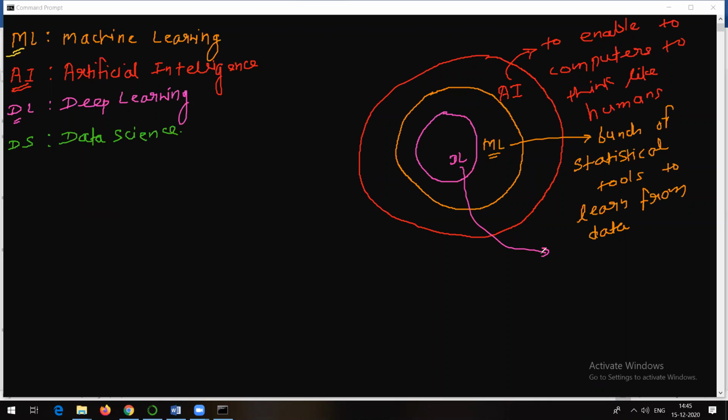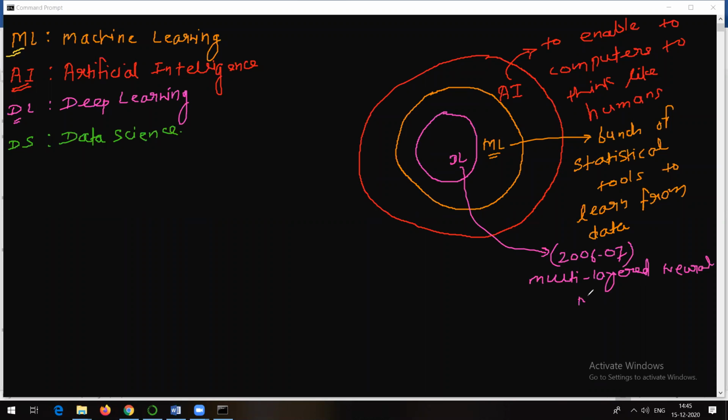What is deep learning? If you talk about it, it's a much more recent term. Maybe since 2006 or 7 it is there, as compared to ML or data science or AI. And deep learning is all about using something you might have heard about, a multi-layered neural network. This is not our topic actually, multi-layered neural network.